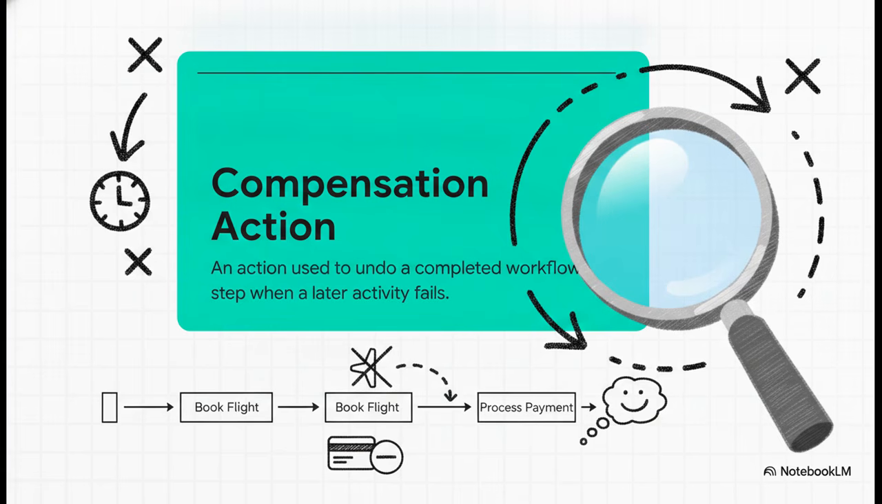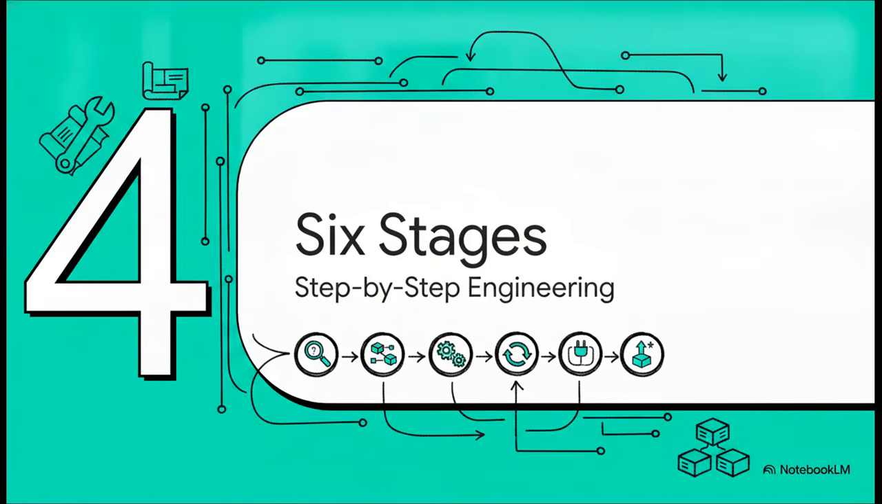This is defined as an action used to undo a previously completed workflow step when a later activity fails or reports an incompatibility. Please explicitly anchor this in your notes as a crucial exam concept. In our scenario, you must trigger a compensation action to go back and undo or cancel that flight booking to minimize issues for the customer. You're basically resetting the state before asking them for new dates.